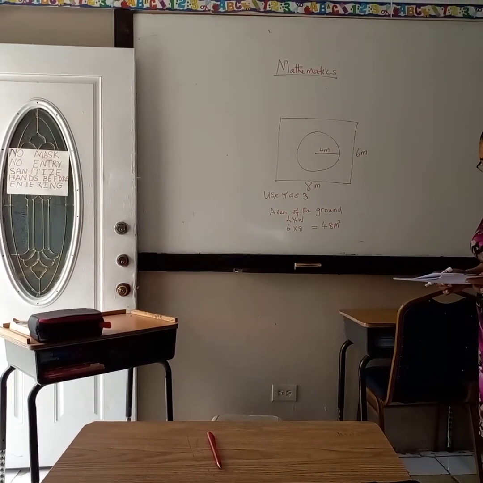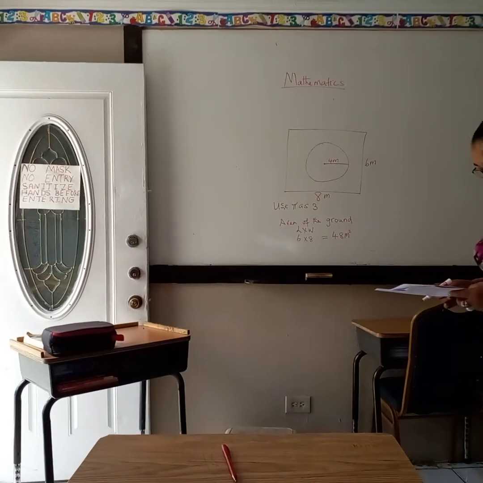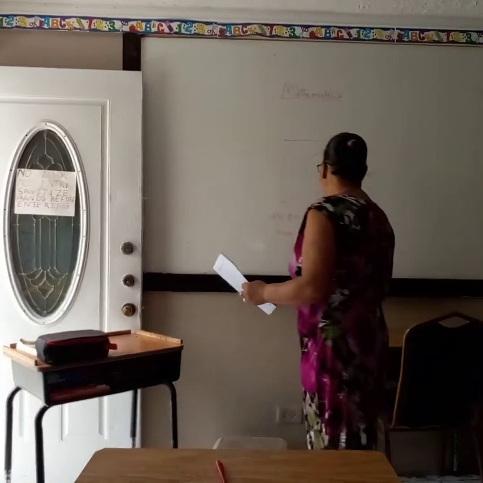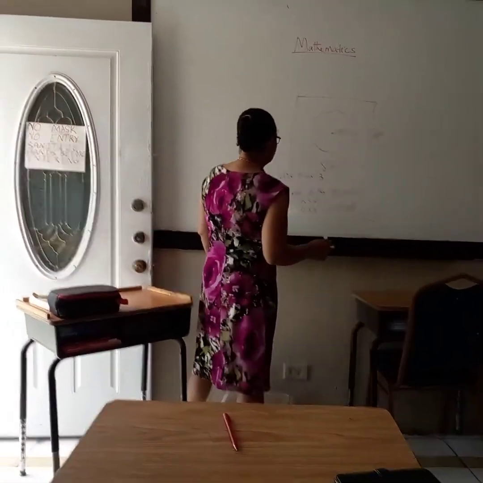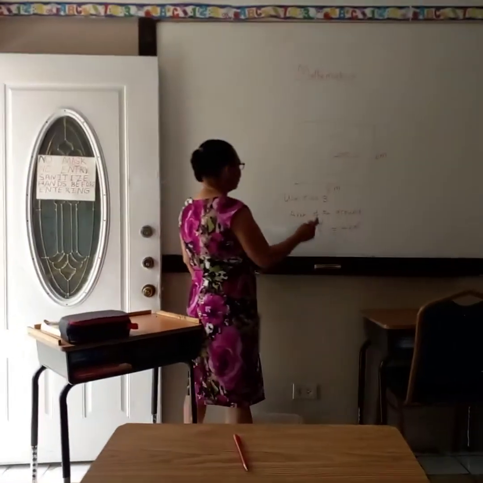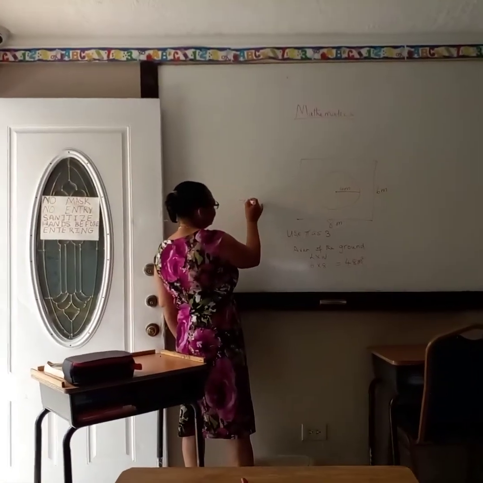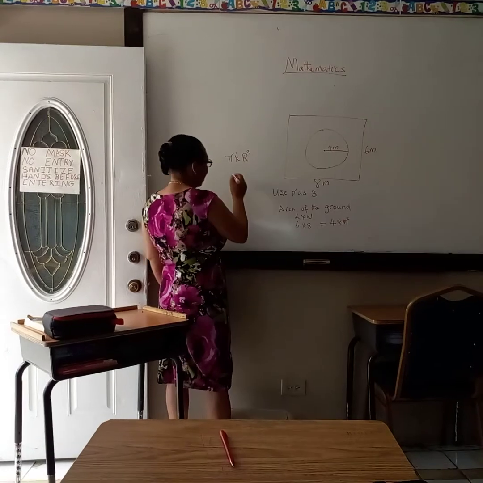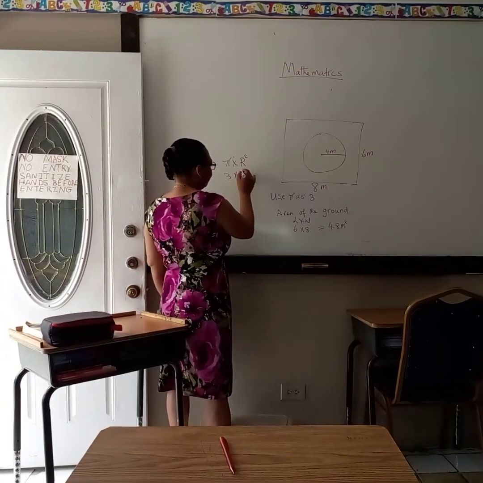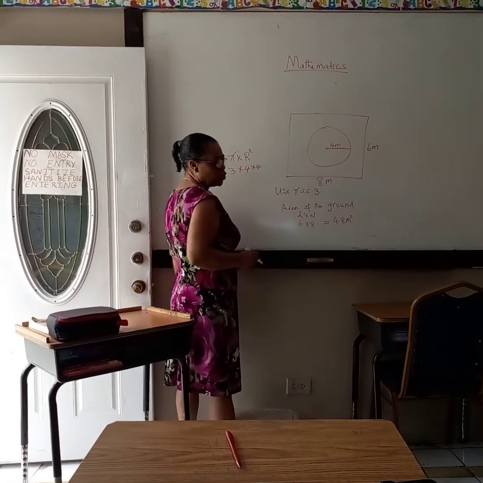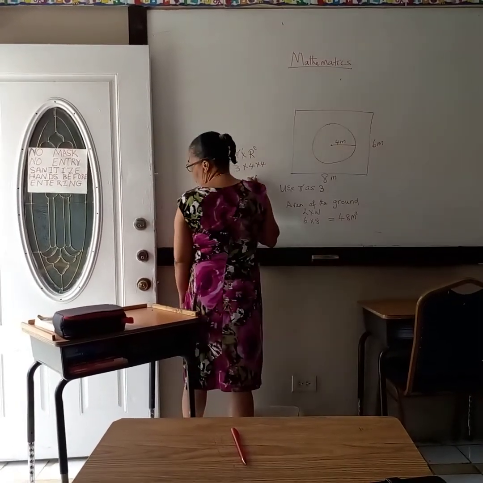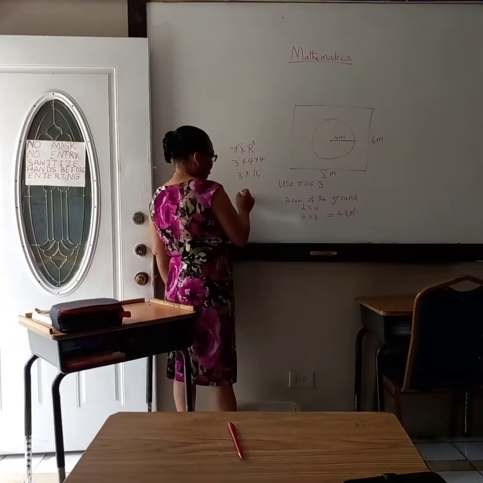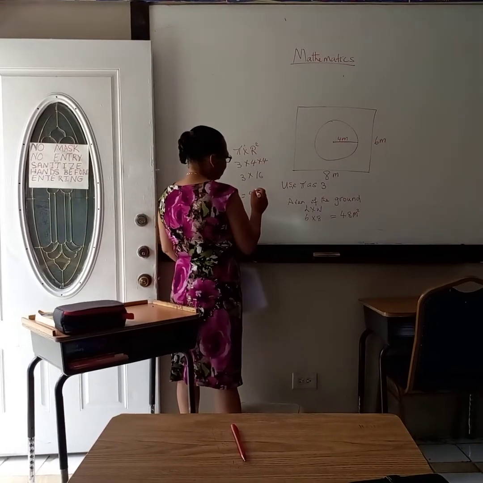Then they asked me to calculate the area of the ground surrounding the pool. Calculate the area first of the pool. Using pi as 3, remember the area of a circle is pi times the radius square. Again, I said they made this paper very, very easy. Pi is 3 and the radius is 4. Radius square is going to be 4 times 4. 4 times 4 is going to be 16, and 3 times 16 is going to give me 48.